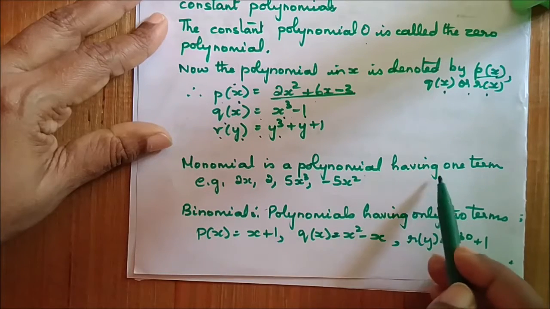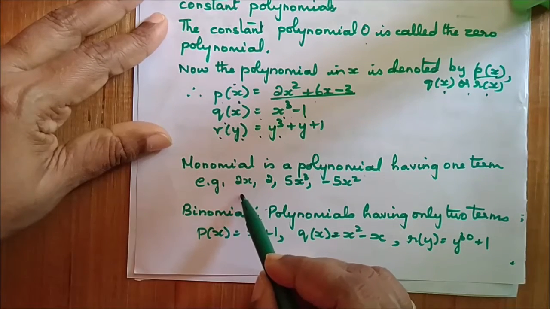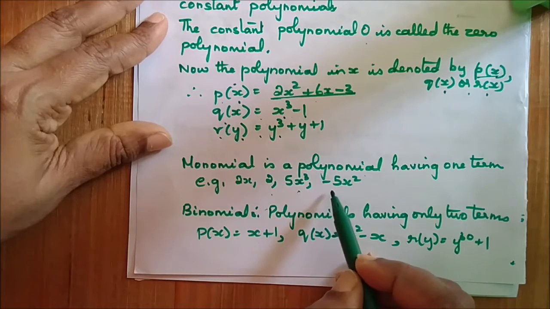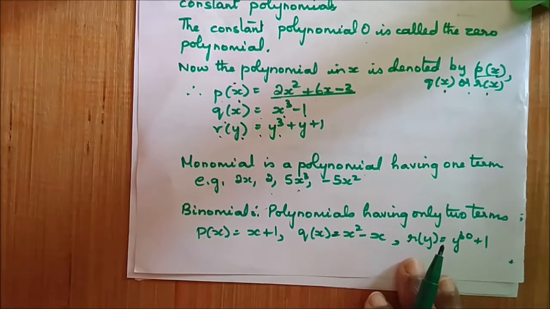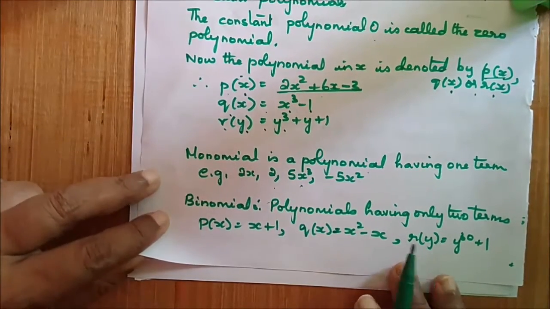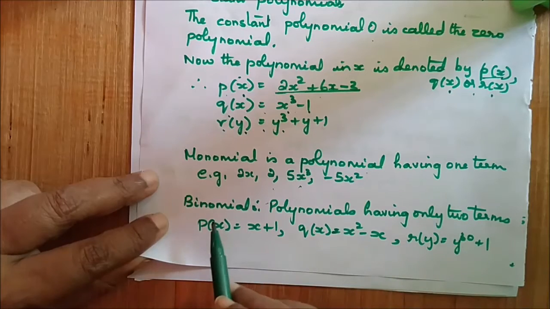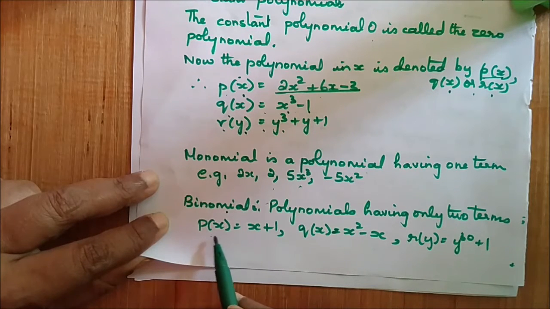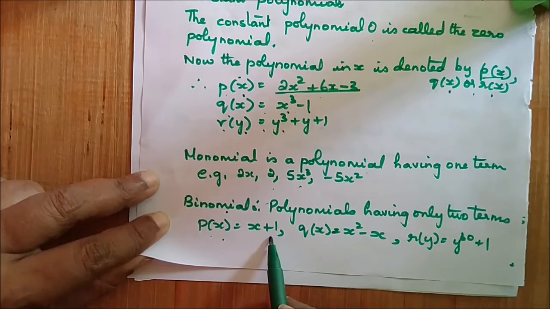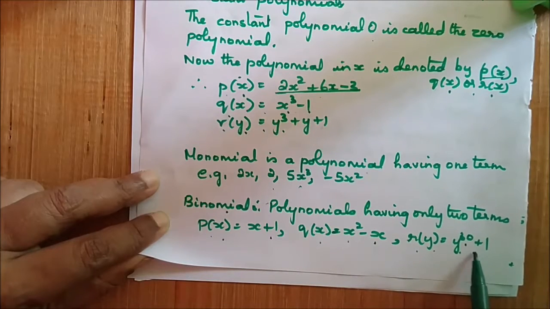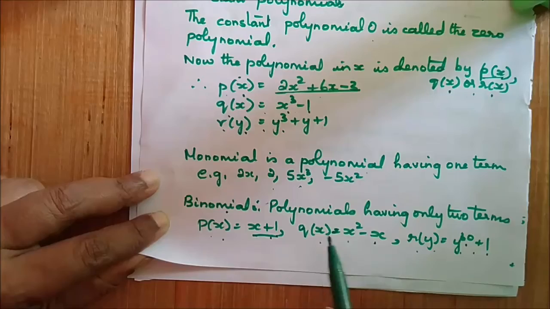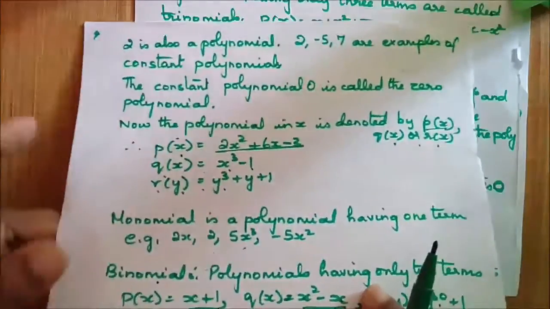Monomial is a polynomial having one term. For example, 2x, 2, 5x cubed minus 5x squared. All these things have a single term. Hence they are called monomial. Now polynomials having two terms are called binomials. Example, p of x is equal to x plus 1. Q of x is equal to x squared minus x. R of y is equal to y to the power 30 plus 1. In all these cases, the polynomials have two terms. Hence, they are called binomials.